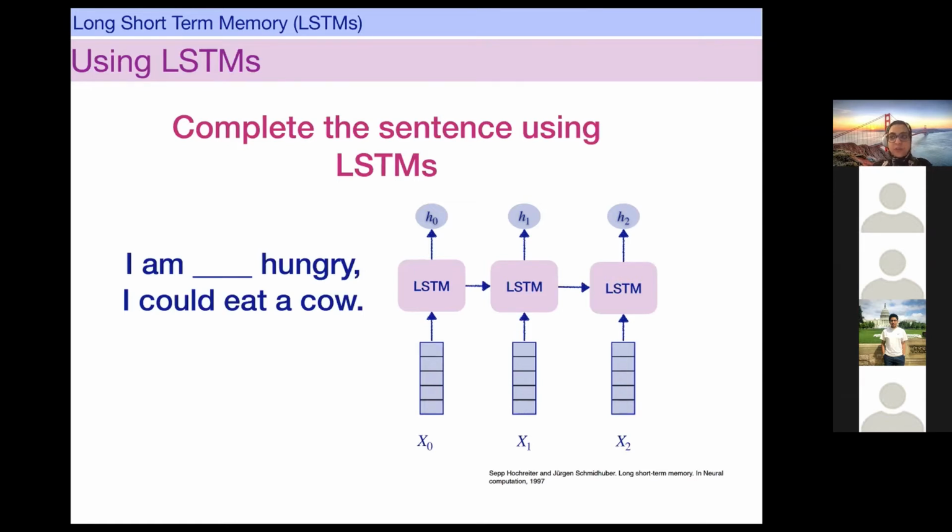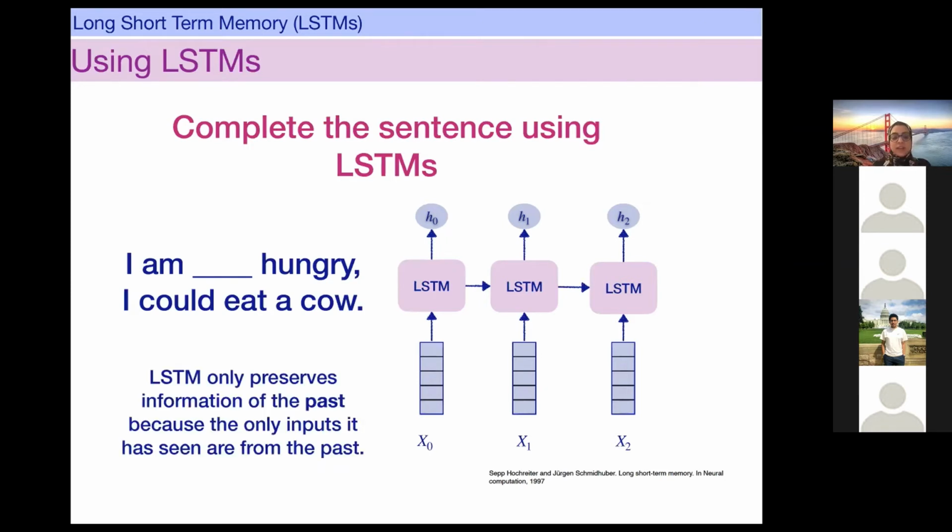The LSTM, at the point where you make your prediction, only saw "I am." So if it says "I am short," which is completely reasonable, but when you complete the sentence, "I am short. Hungry, I could eat a cow," it makes no sense. So why is this happening? It's because LSTM preserves information from the past, and at a state, we only see the current inputs and the past inputs. We don't see the future. So how do we solve this?